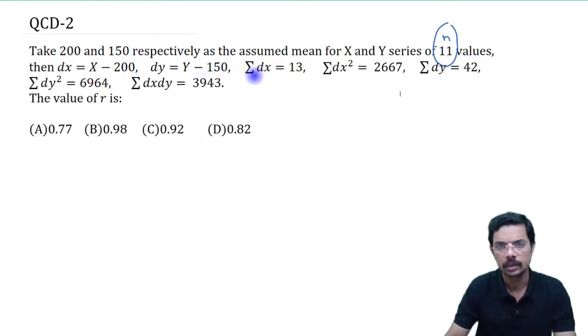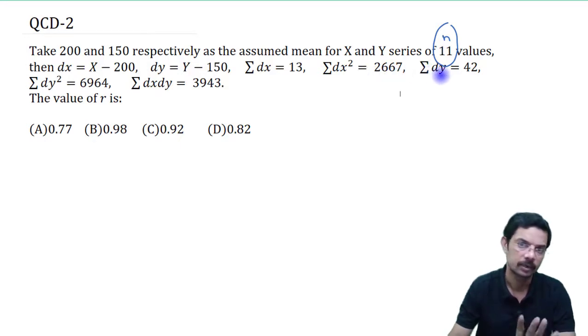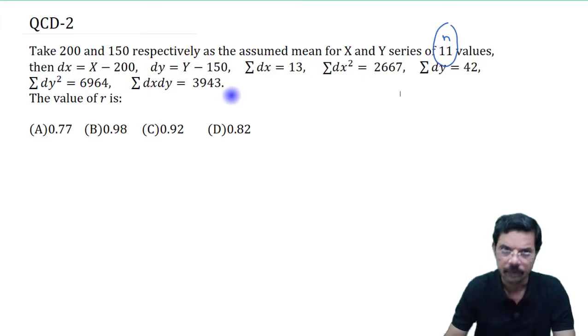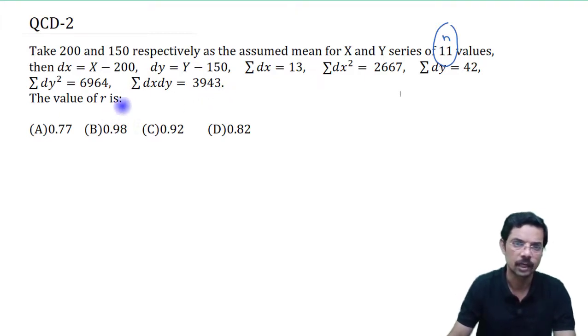The sum of all dx would be 13, and the sum of the squares of deviations is given to you. Then the sum of dy is given to you, and the sum of the squares of deviations of y is also given to you, and the sum of the product of deviations is also known to you. So all these things are known to you. We need to calculate the value of r.